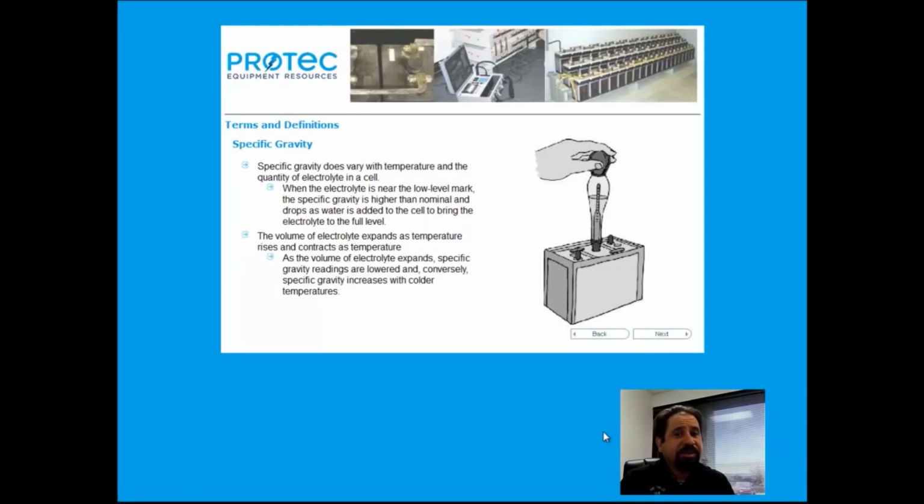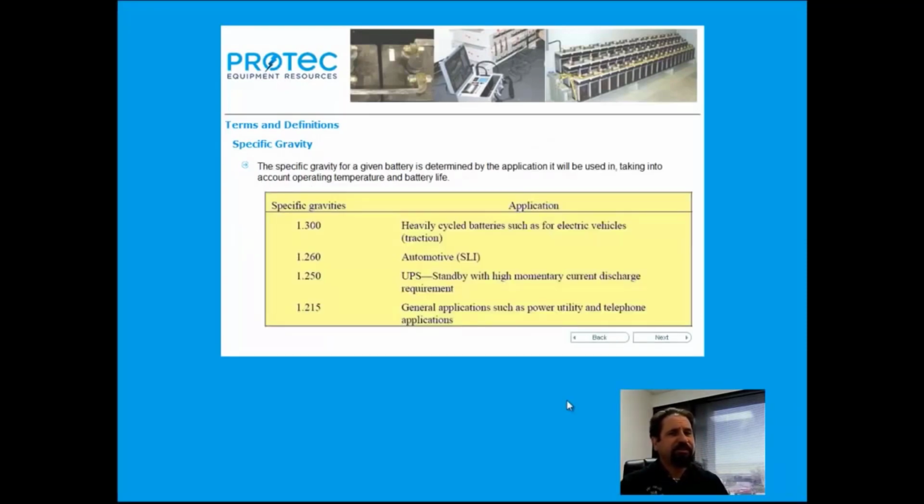Specific gravity does vary with temperature and the quantity of electrolyte in a cell. When the electrolyte is near the low level mark, the specific gravity is higher than normal and drops as water is added to the cell to bring the electrolyte to the full level. The volume of electrolyte expands as temperature rises and contracts as temperature decreases. As the volume of electrolyte expands, specific gravity readings are lowered, and conversely, specific gravity increases with colder temperatures. The specific gravity for a given battery is determined by the application it will be used in, taking into account operating temperature and battery life.